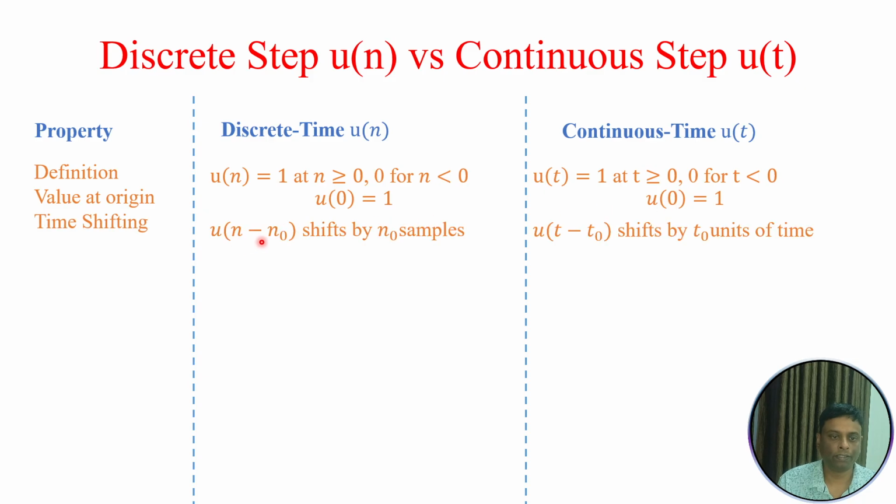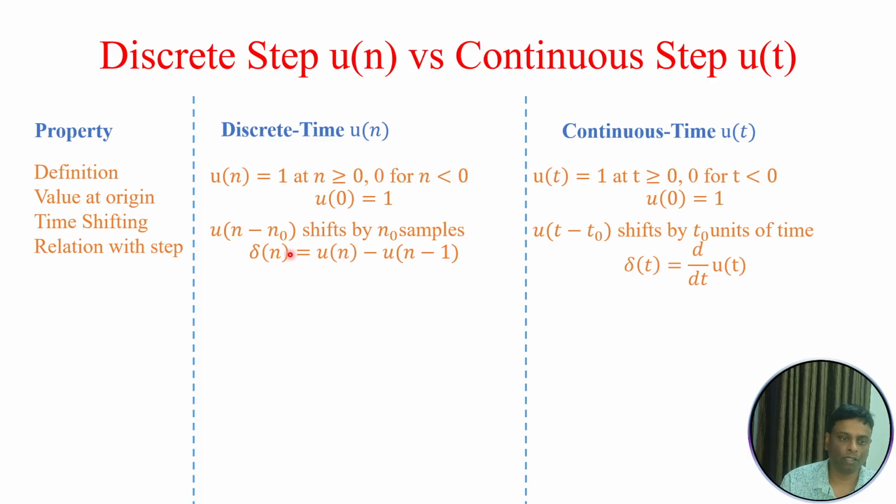Okay. Similarly, this is a time shifting property. So it shifts by n0 samples. Here this is t. So this is the t0 samples. Similar relationship with the step.